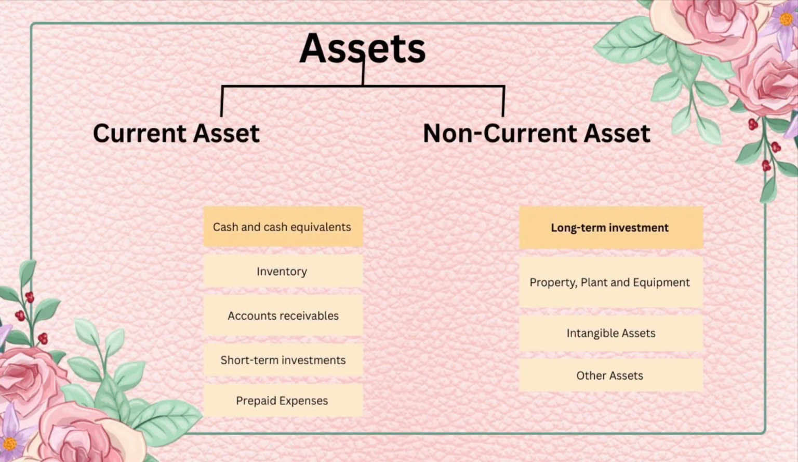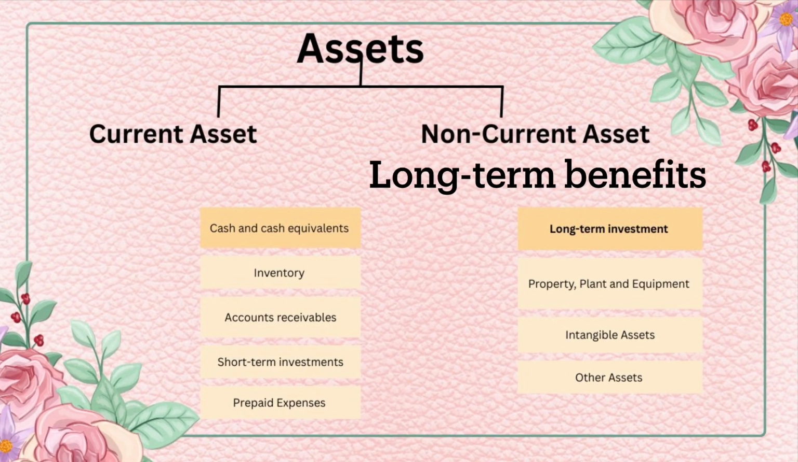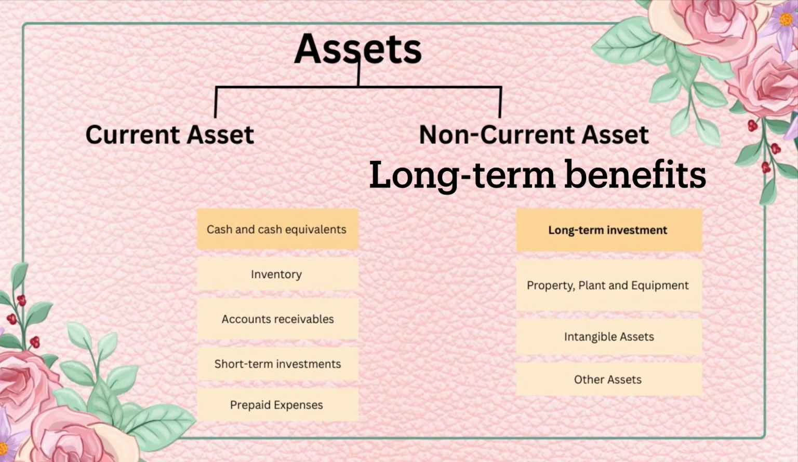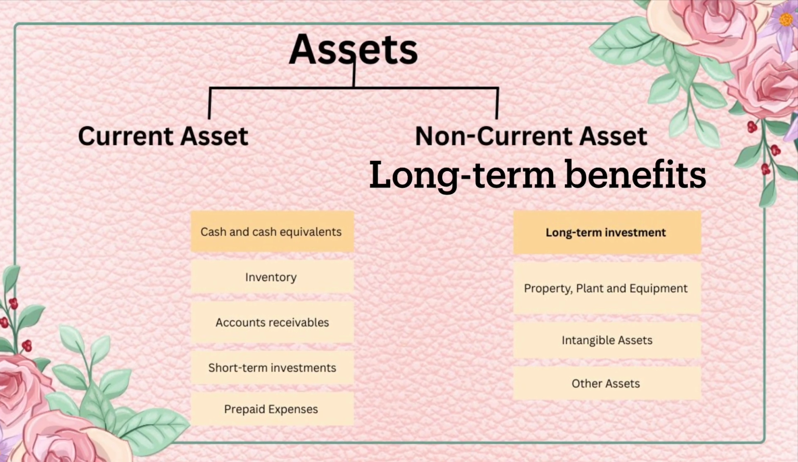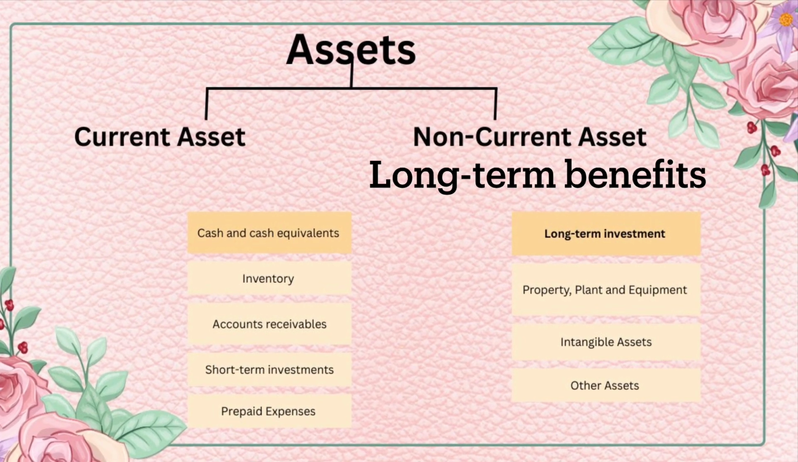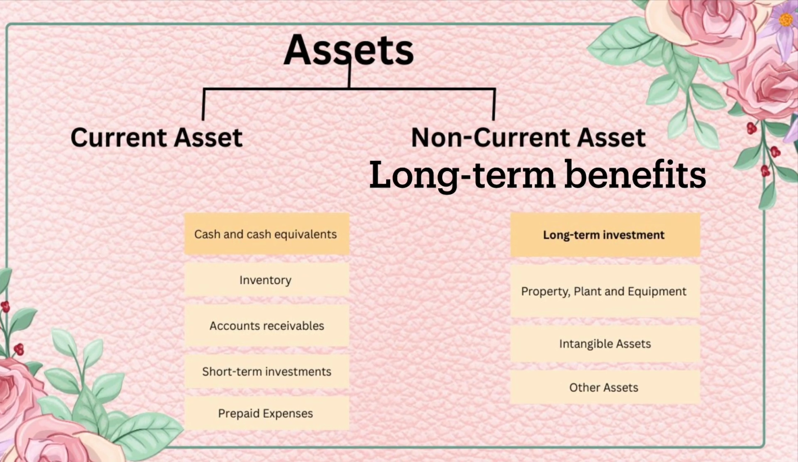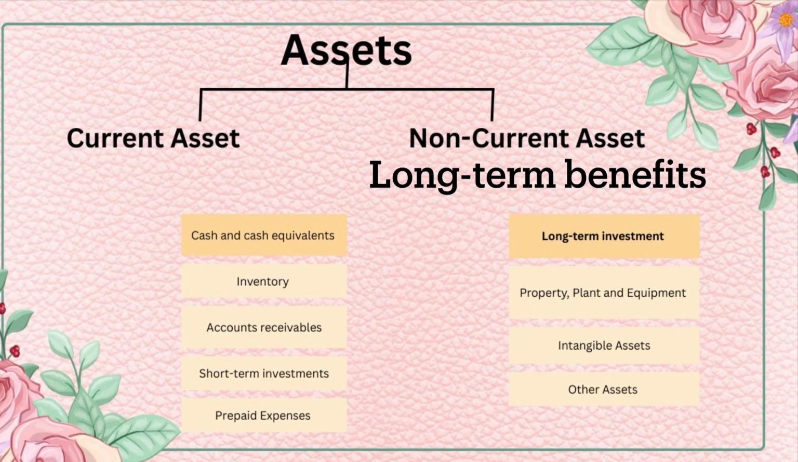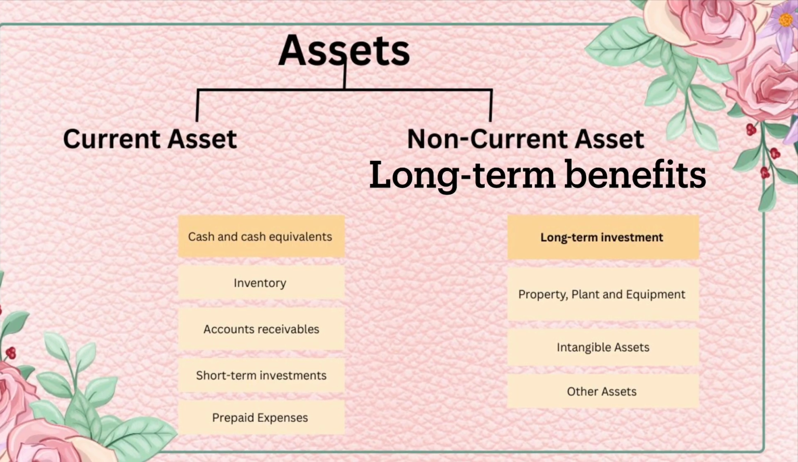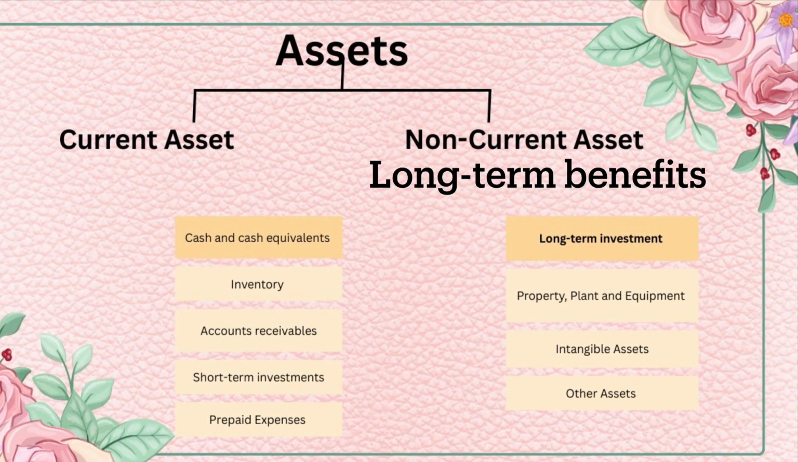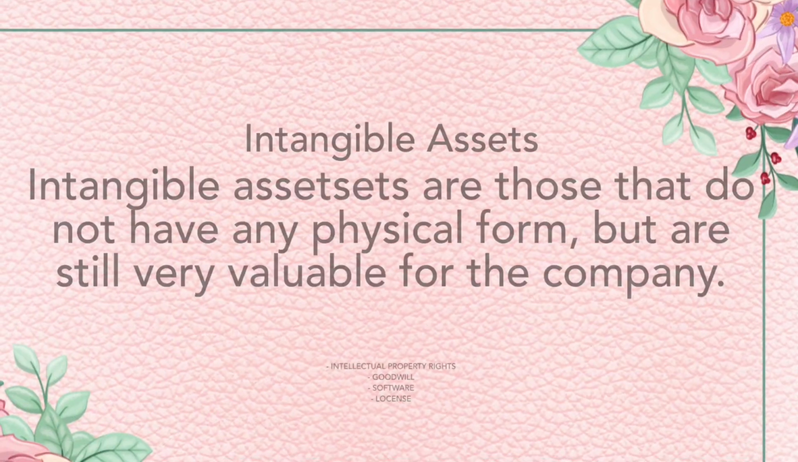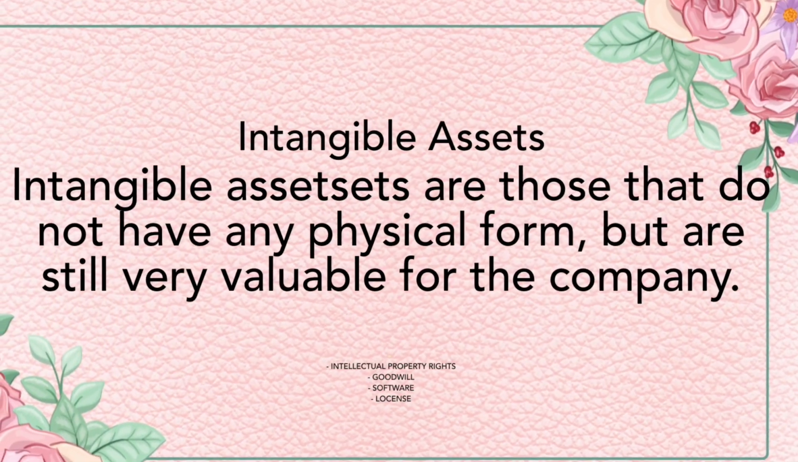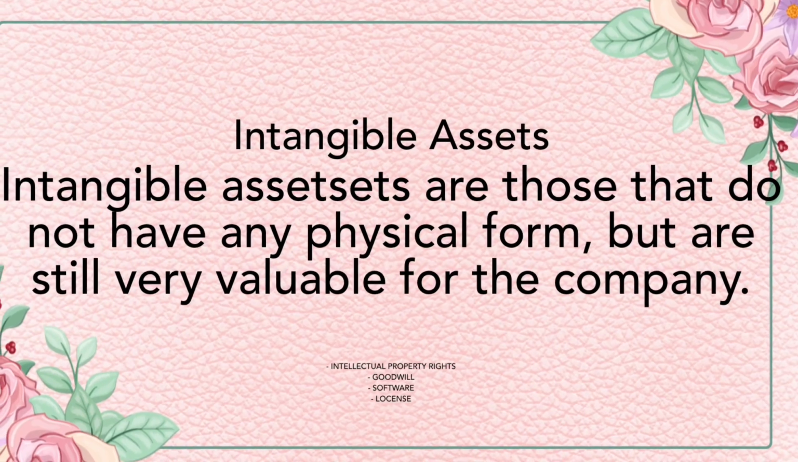Now, the other category of assets is non-current assets. Non-current assets are the assets that are beneficial for the company for a longer time period. These are also considered under different categories. These can be long-term investments, any property, plant, and equipment that are held by the company, and there are certain intangible assets. Intangible assets are those that do not have any physical form but are still very valuable for the company. It consists of certain intellectual property rights like copyright, patent, trademark.